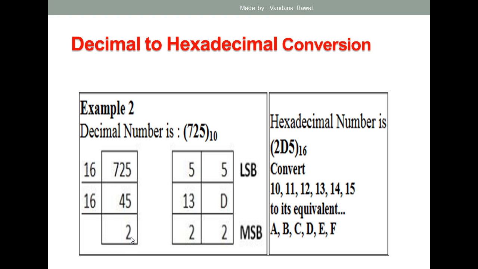So this cannot be divided by 16, that is why I will write this number in the MSB like this. Okay, so whenever we write the answer, what will be the answer? 2D5, because we always write the resultant part from the MSB digit, so the answer will be 2D5. Done. Hope this part is understood.